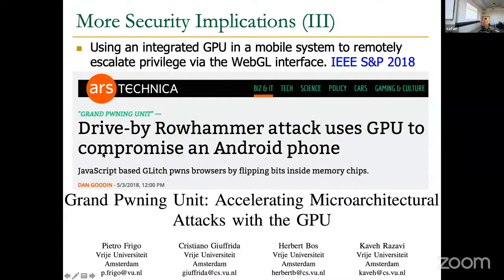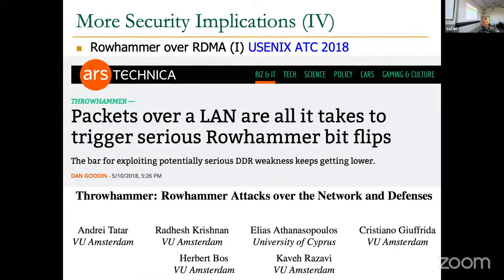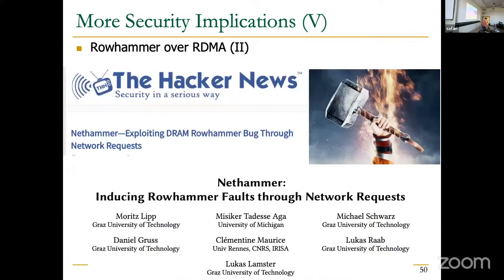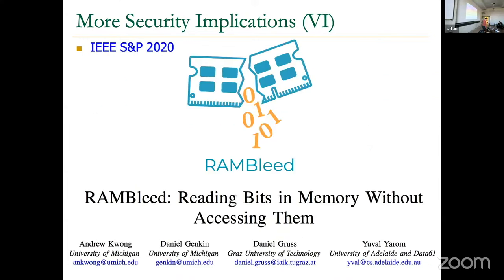Similar folks showed that you could actually accelerate these attacks in a GPU because a GPU has a lot of accesses that it can sustain to memory. You can actually do this attack across the network using the remote direct memory access interface that is present in modern data centers. And these folks showed the same thing. And these are actually interesting attacks.